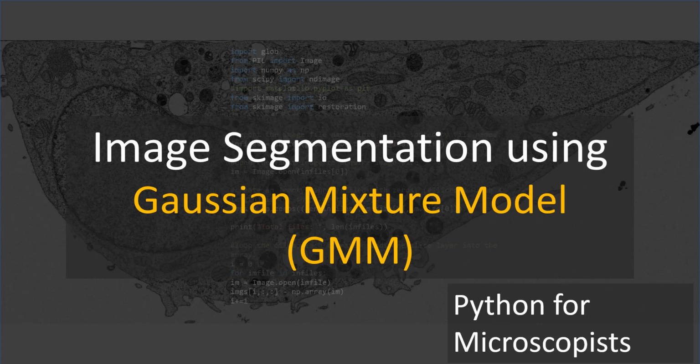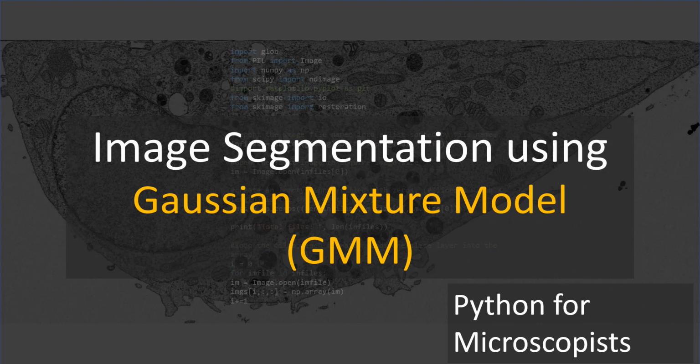In today's tutorial, let's talk about Gaussian mixture model and apply it to segment images. When it comes to machine learning, you can typically generalize the approaches into two different umbrellas. One is unsupervised and the other one is supervised.